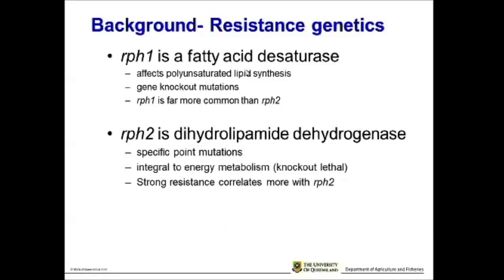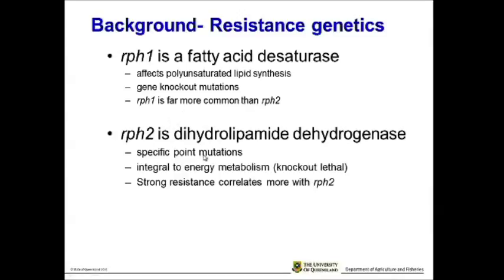We have recently determined, not yet published, that RPH1 is a fatty acid desaturase, and that results in the polyunsaturated lipids in the membranes, and pretty much any mutation that will knock out that gene function will give resistance, and as a result, it's easy to get resistance from that. That was the first resistance to arise, and it is now essentially ubiquitous, found throughout grain-growing regions.